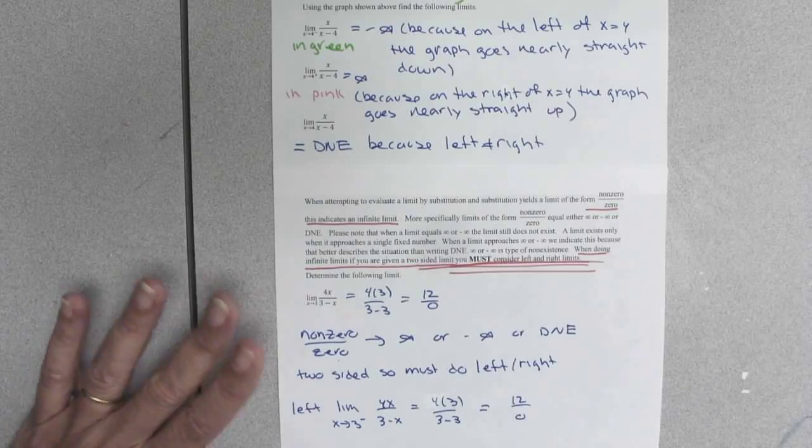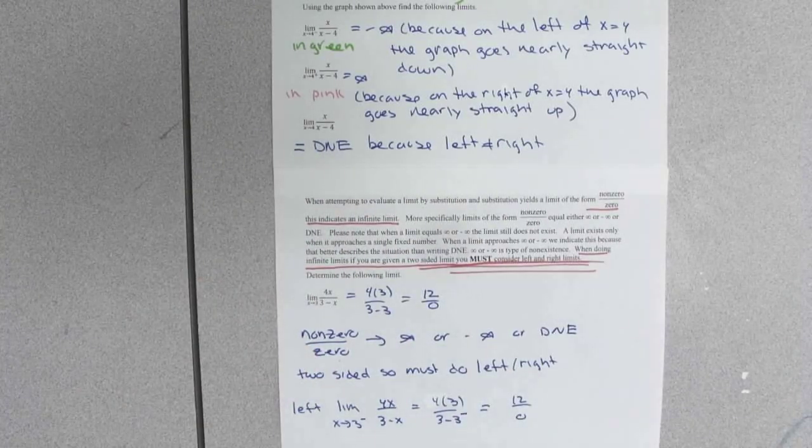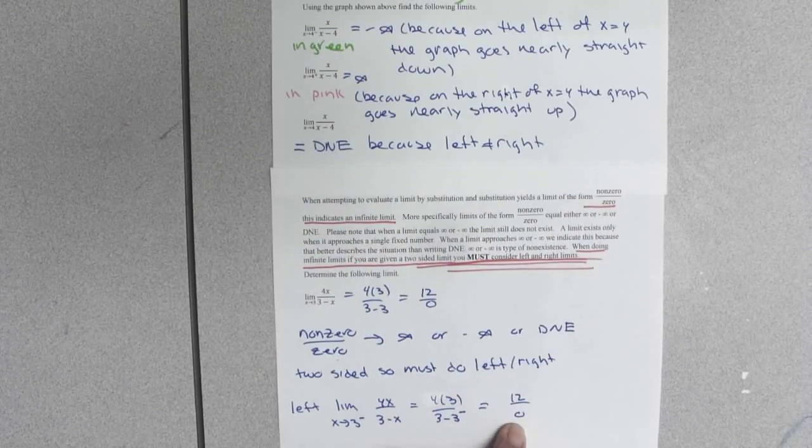But we're going to do a little bit more here. We are substituting from the left. So I'm going to put that little negative next to the 3, indicating that we're using values less than 3. I don't care about the numerator. Just put the 3 in the numerator. What I care about is what is really going on with this 0. Because it isn't really 0. It's a number really close to 0. And when I have non-zero over really close to 0, it's going to go to infinity or negative infinity.